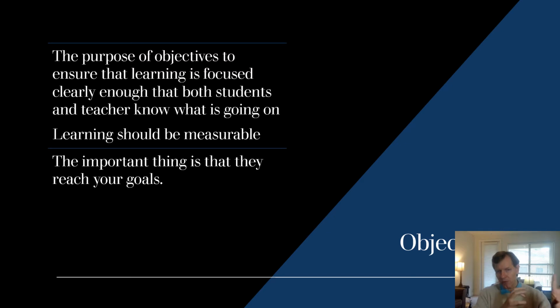When we get from goals, we next connect them to instructional objectives. The purpose of an objective is to ensure that learning is focused and clear, so that both you know what's going on as well as your students know what's going on. Learning objectives should be measurable. You should be able to assess, especially in the behaviorist sense, whether learning is taking place or not. So you say that this is the objective. Okay, so how do you measure whether students are meeting this learning objective or not?